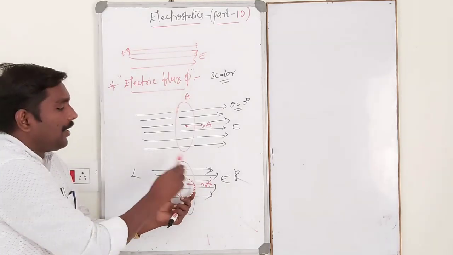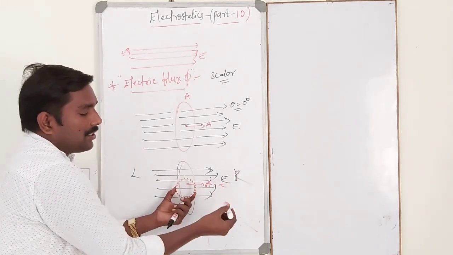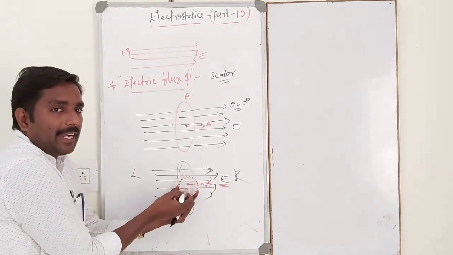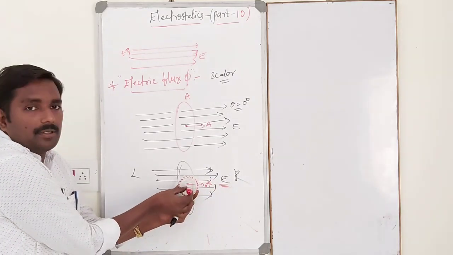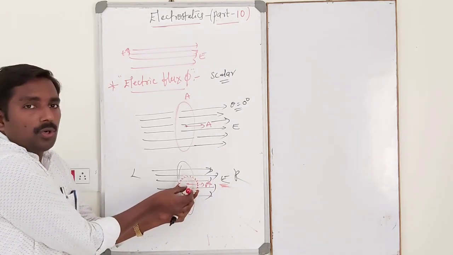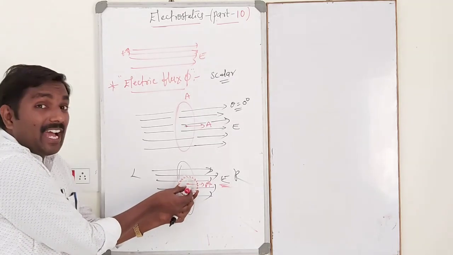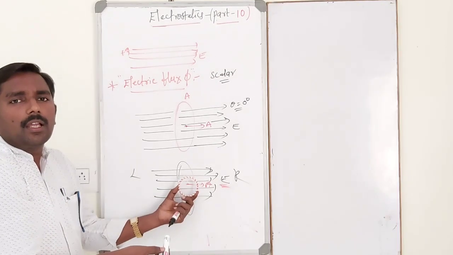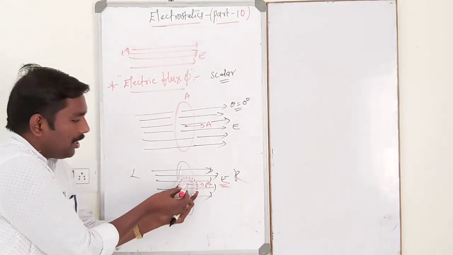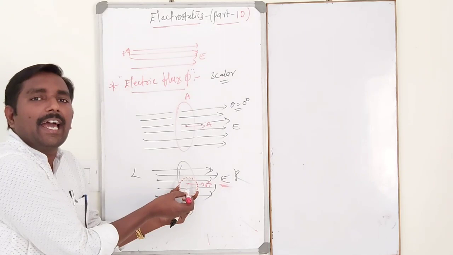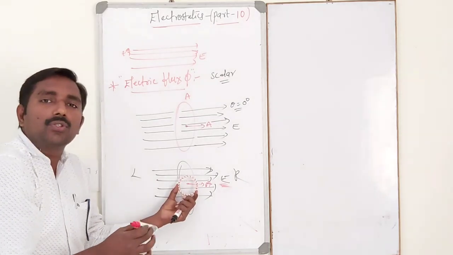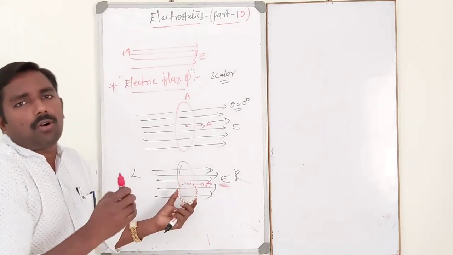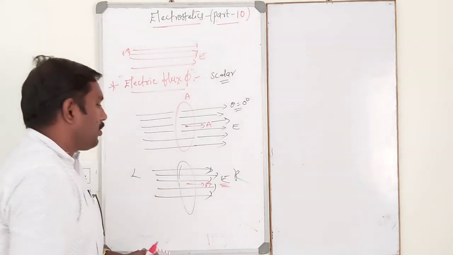What is the direction of electric field? Like this. This is the direction of electric field. Area direction is towards the observer. So what is the angle between the area of the given surface and the electric field? 90 degrees. So in this position, no field line passes through the bangle, so electric flux will be 0.